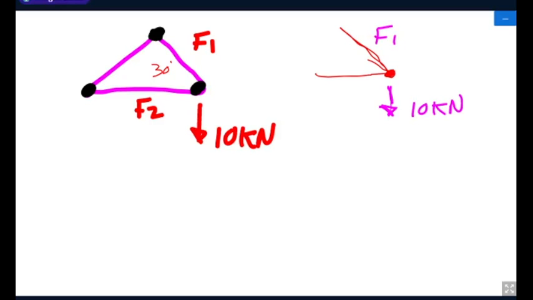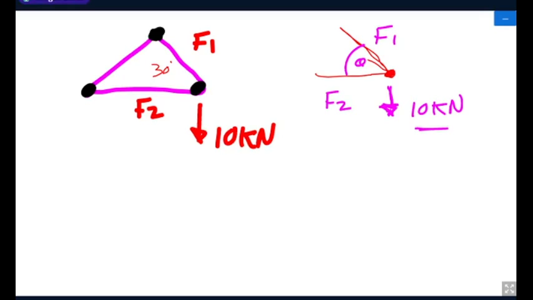There's F1 and there's F2, right? So we're going to draw now a scale diagram to find F1 and F2. What are we going to start with? What is the only one we can start with? There's only one force we can start with. I'll never tell what it is. We've only got the 10, so we've got to start with the 10.